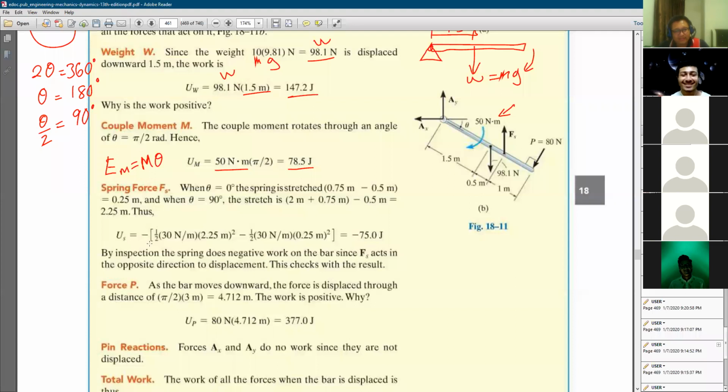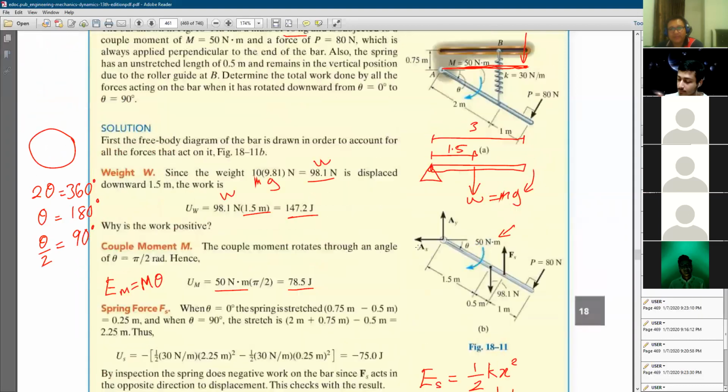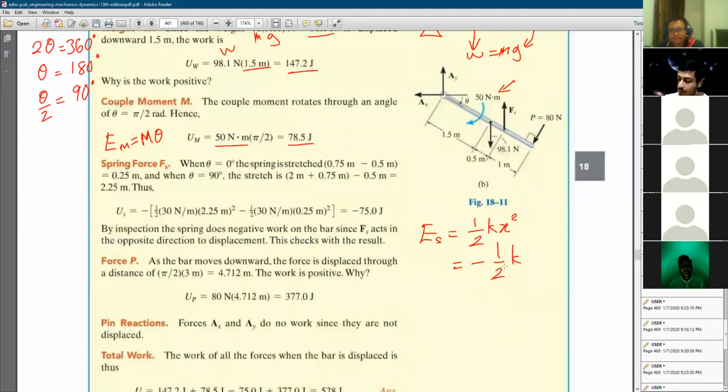But anyway, U_S, or I prefer to use E spring. It looks like Pinocchio here. E_S is equal to half k x squared. It is the standard definition of it. And as I already mentioned, the force here resists the motion, so therefore you will have a minus sign. So k is given up here. k is given 30 Newton per meter. Okay, we know k is 30.